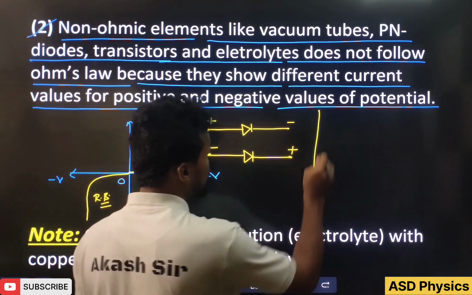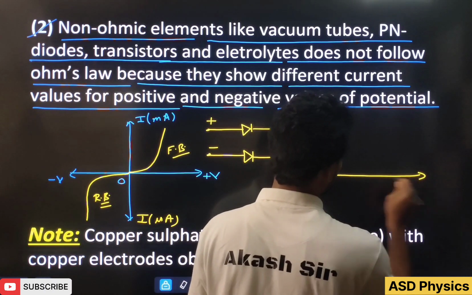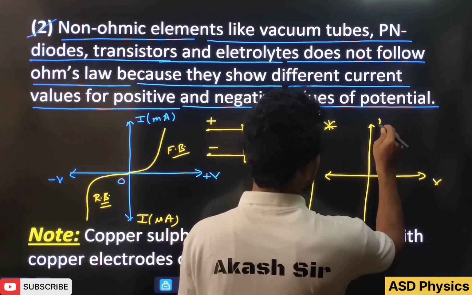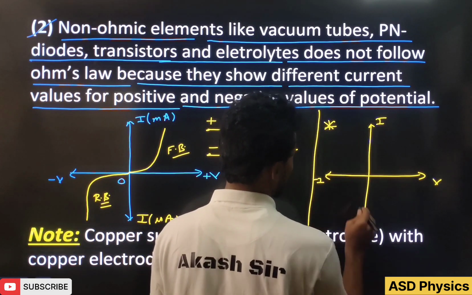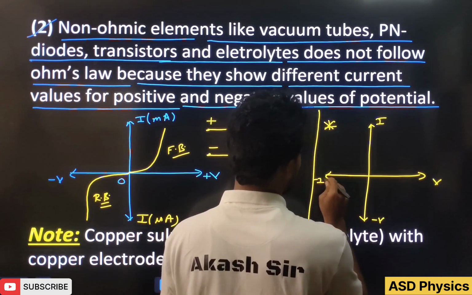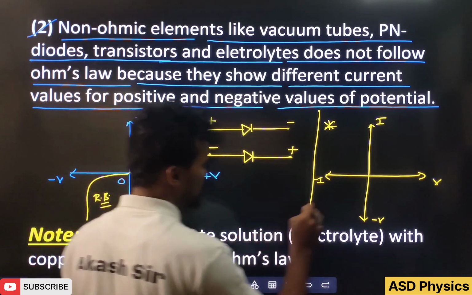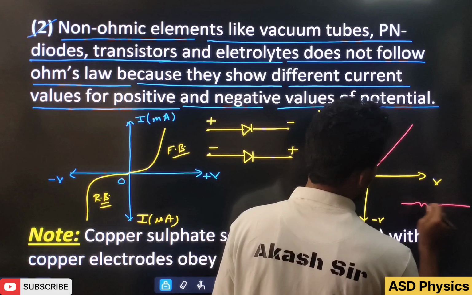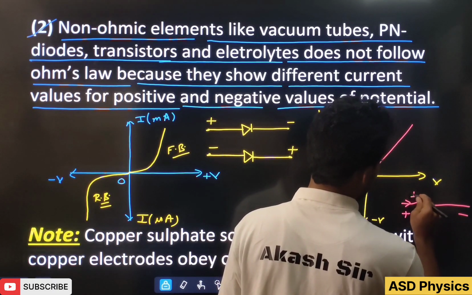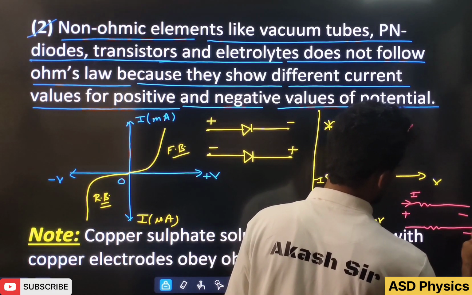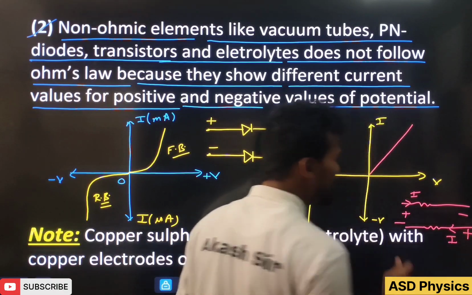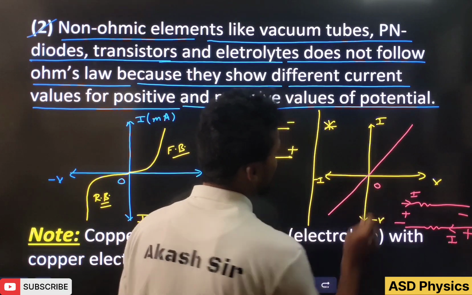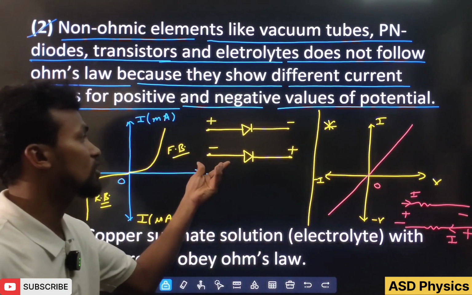If we talk about an actual conductor, let's take this is the voltage and this is the current, current I and voltage V. In this situation, if V is positive, I will be positive. If this is plus, this is minus, the current will flow in this direction. But if I reverse it, this plus, this minus, current will flow in the reverse direction without any problem. That's why this is called a bilateral device, and the diode is called a unilateral device.